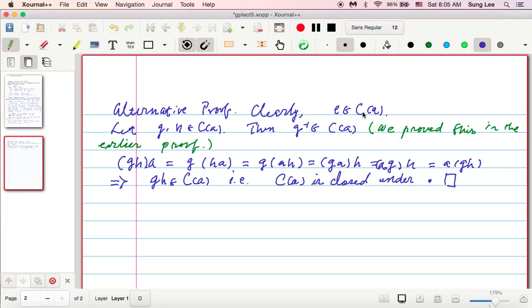So this part of the proof, although I covered the part showing that for any element in the centralizer, the inverse element also belongs there, even including that, this proof, basically checking each condition for C of A to be a subgroup of G, is not necessarily longer or more complicated. So either way is okay.